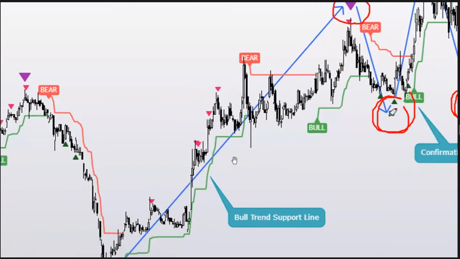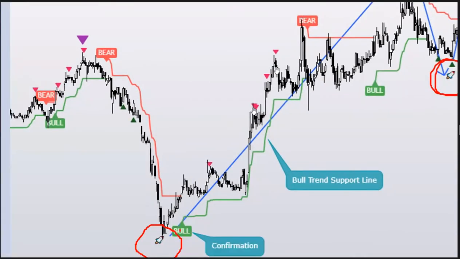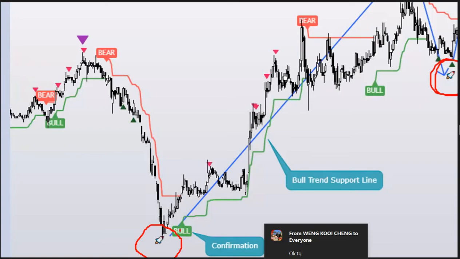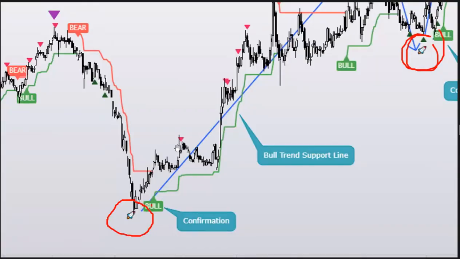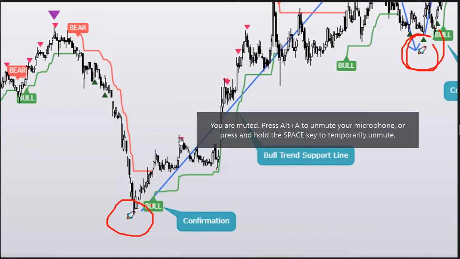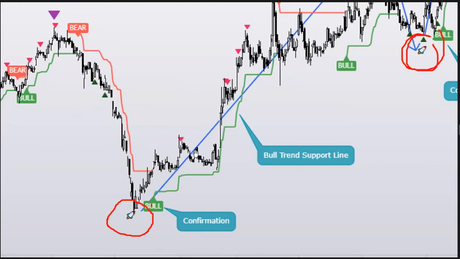Okay, so along the way, you will see all these small triangles. Now this small little triangle pointing downwards, all these small little red triangles, it means this is a pullback. It's just a minor pullback. So we know the price doesn't all move up in a straight line. There will be areas where on an uptrend, it will pull back. We call it a small pullback, a mild profit taking. So it's nothing to worry about. It's just a small pullback, and then it will start to rebound again.